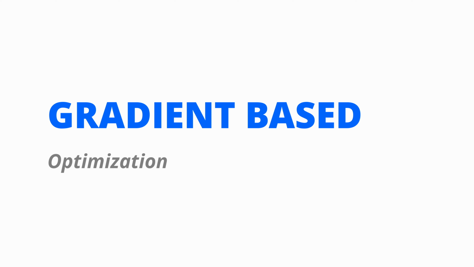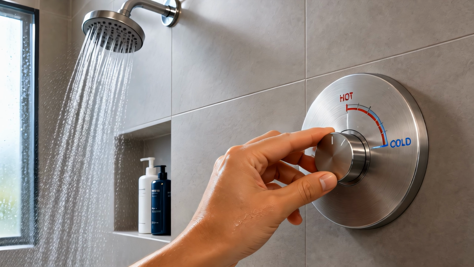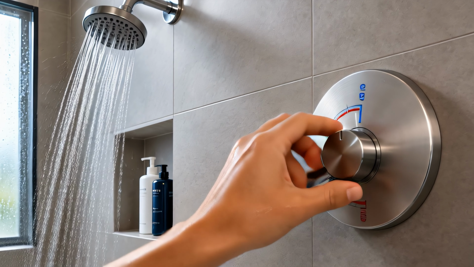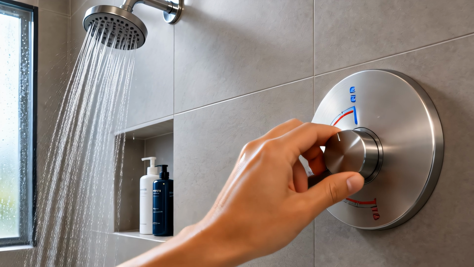Gradient based optimization. You turn on the shower. The water is too cold. So you turn the knob a little towards hot. Now it's too hot. So you turn it back slightly, a little colder. After a few adjustments, the temperature is just right. AI learns exactly the same way.